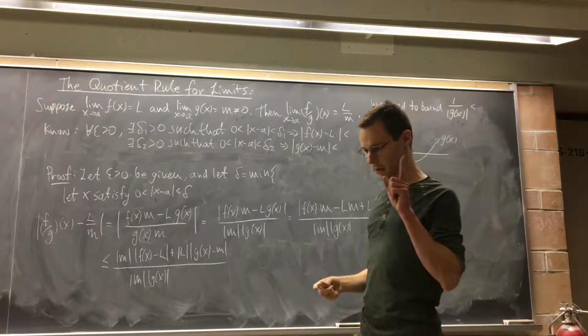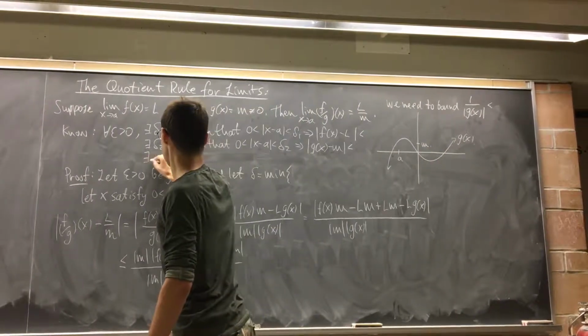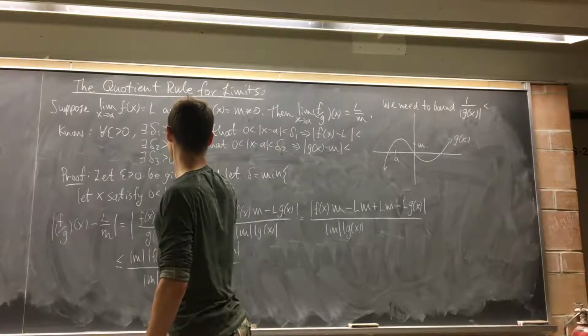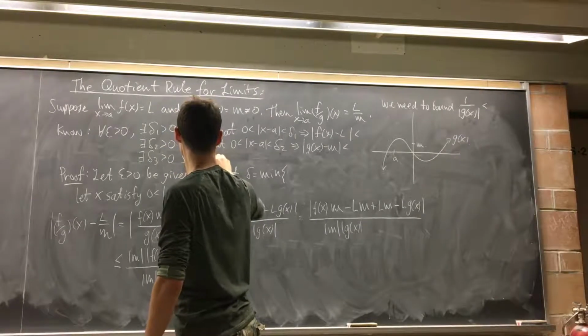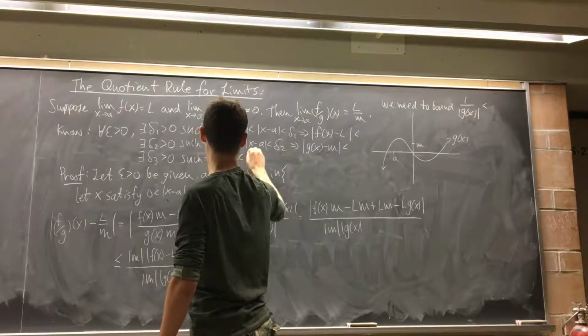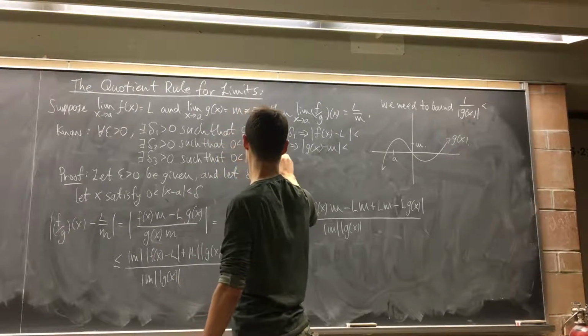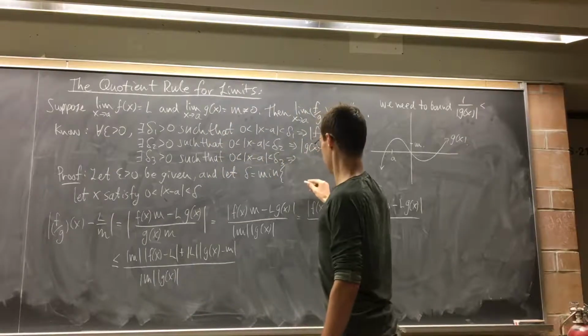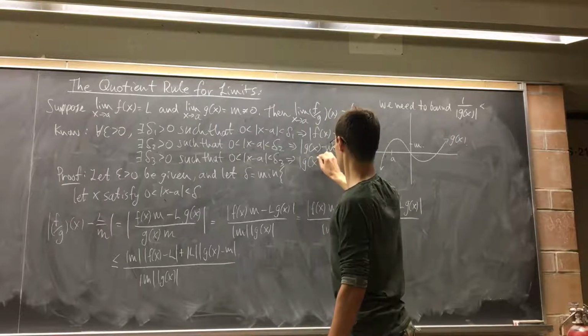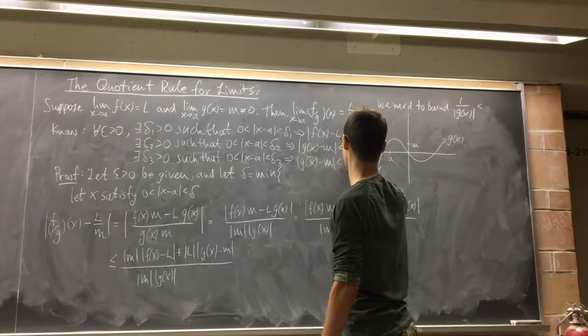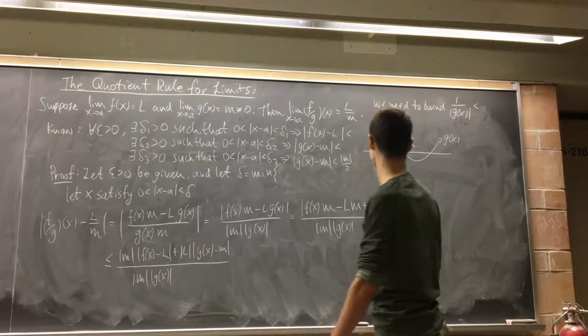Okay? So what do we know? There exists a delta 3 greater than 0, such that 0 less than abs x minus a less than this delta 3 implies abs g of x minus m is less than abs m over 2. Okay?